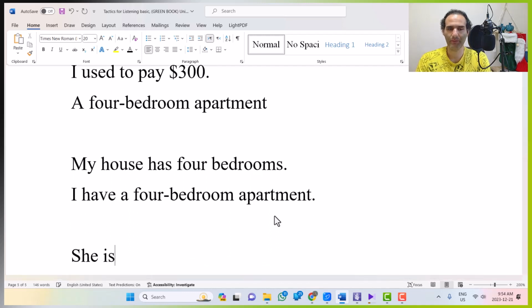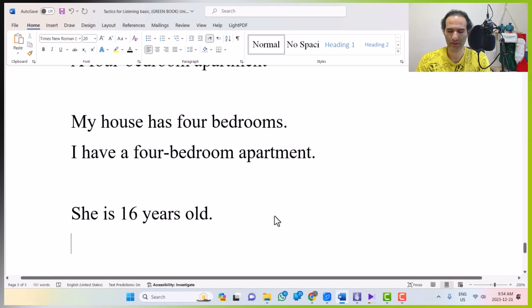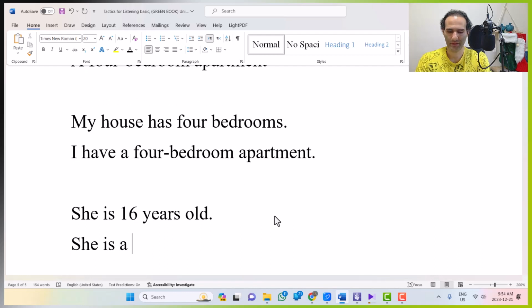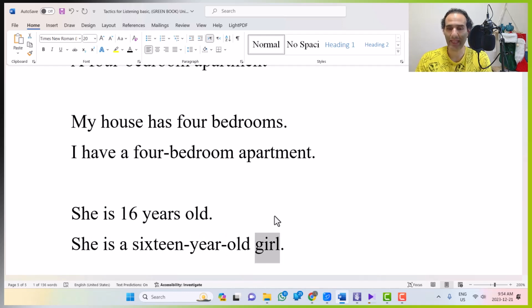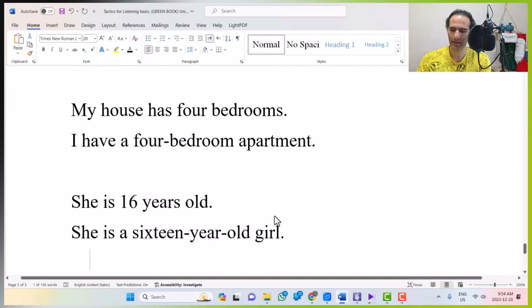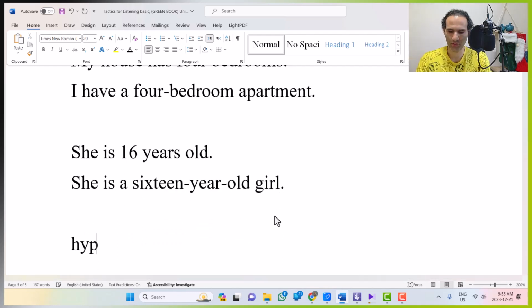Or, for example, she is 16 years old. Or she is a 16-year-old girl. So all the other words before the main noun are functioning as adjectives for that last noun. That's why we connect them with hyphens. In case you want to know what this symbol is, it is hyphen.